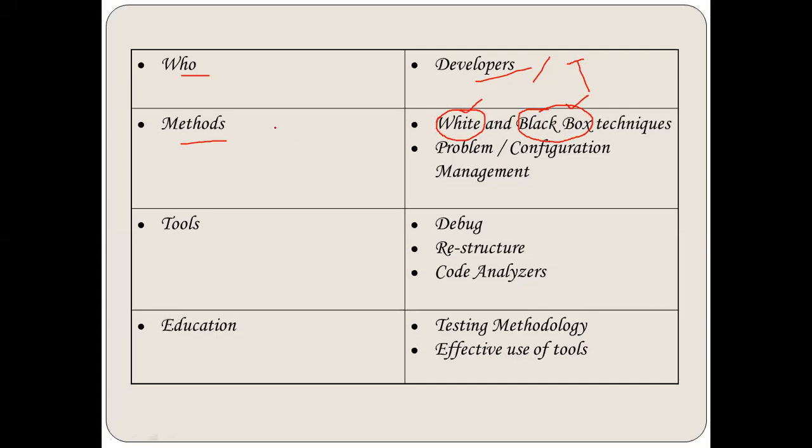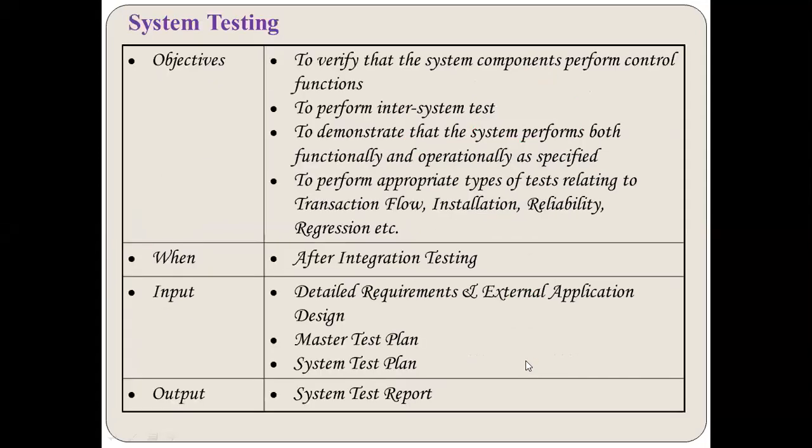So earlier in unit testing, what you had to do was white box testing, because it was completely related to code. But here you can have both white and black. Tools, again, different tools are used: debug, restructure, code analyzer. What education do you need? Testing methodology and effective use of tools.